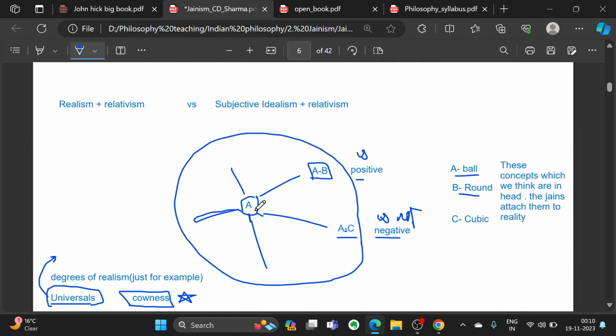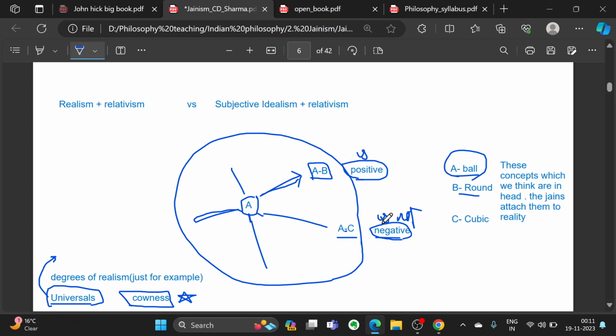Okay, so consider this is a ball, right? A is a ball. So one side of this reality, we have already seen that there are sides of reality from that rail example. From one side of reality, and this is the positive characteristic. Positive means something which is there, right? And negative means which is not there. So positively we can say that A is round. Ball is round, right? So we can say that one side of the reality of the ball is that it is round, and this is the positive side. And one side of the reality we can say that it is not cubic. This is the negative side because the ball is not cubic.